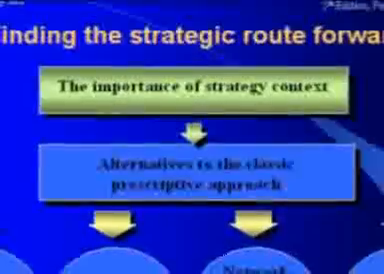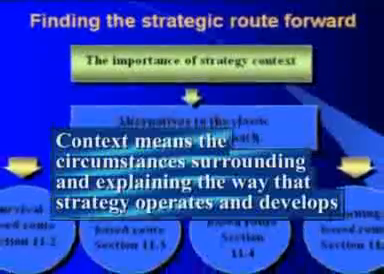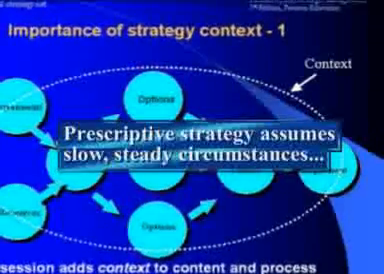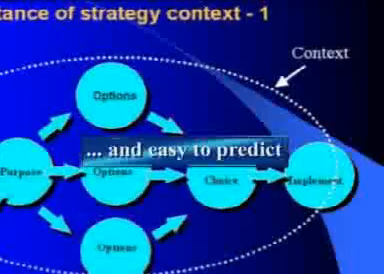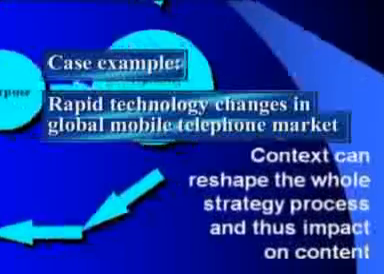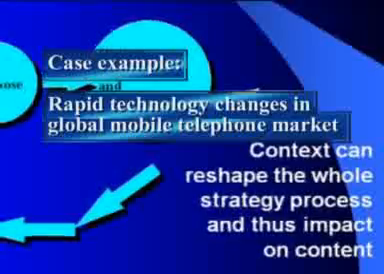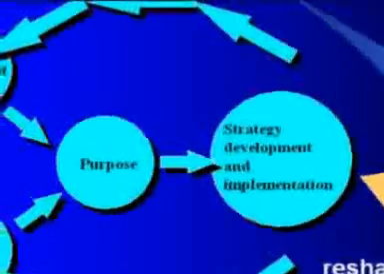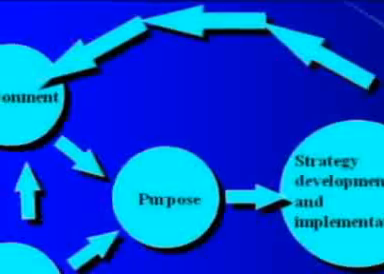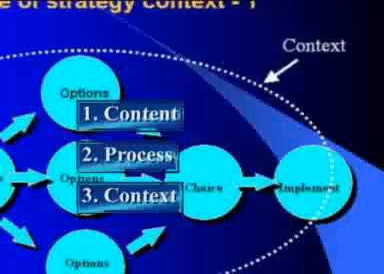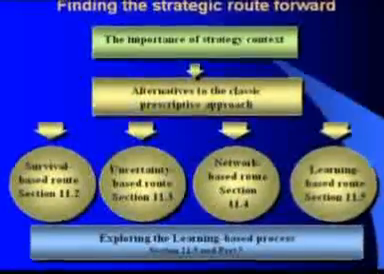Strategic context means the circumstances surrounding and explaining the way that strategy operates and develops. For classic prescriptive strategy, context is assumed to involve slow, steady circumstances that are easy to predict. However, this may be an oversimplification of real strategic situations. For example, context may contain periods of upheaval and rapid growth. All this means that the context in which strategy is developed needs to be considered alongside the two aspects named in Chapter 10 of content and process. We therefore have three aspects to strategy: content, process and context. The issue therefore is how you handle uncertainty in contexts.